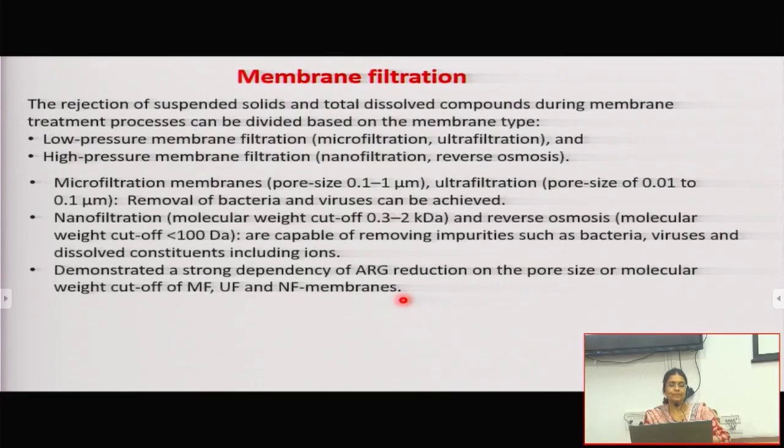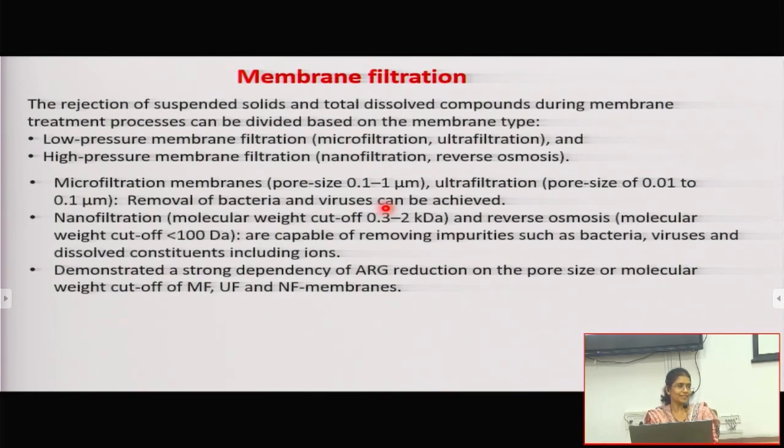How we differentiate the low pressure membranes is primarily by their pore size. For microfiltration, the pore size is 0.1 to 1 micrometer, whereas for ultrafiltration it is much finer, 0.01 to 0.1. Now here, because of the sheer size, what is the size of bacteria? How much? This is also in micrometers, no? This is 0.1 to 1 micrometer.